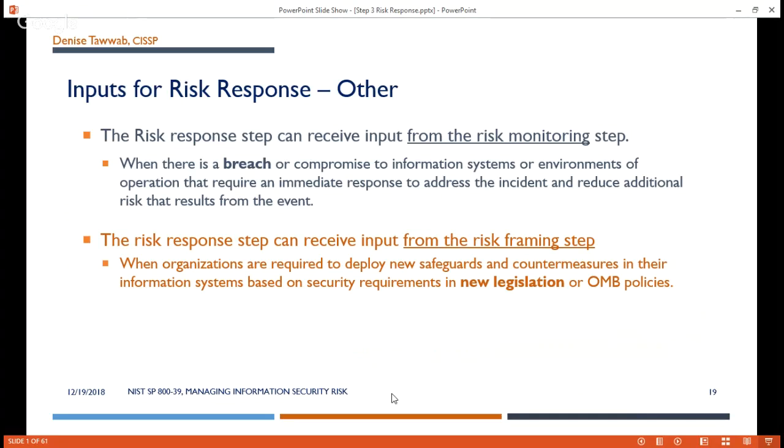The risk response step can receive input from the risk framing step. When organizations are required to deploy new safeguards and countermeasures in their information systems, for instance, based on new security requirements, new legislation, or OMB, if you're a federal agency, OMB policies. So something can happen in the environment that causes you to have to rethink your risk response. So you're getting input into the risk response step from every other step in the risk management process.